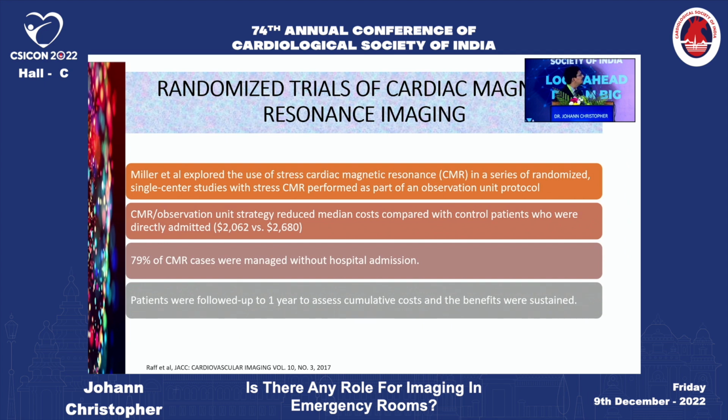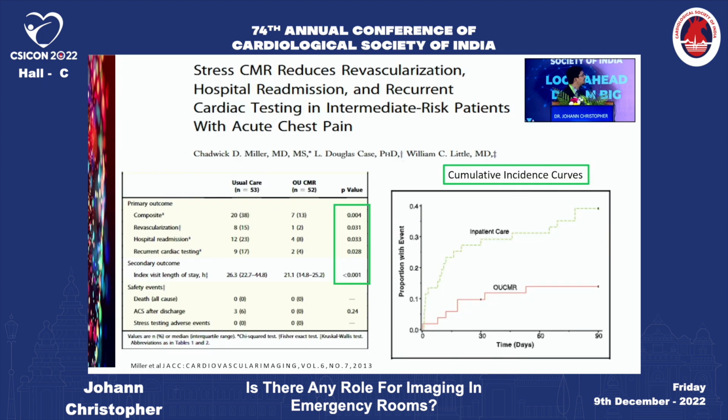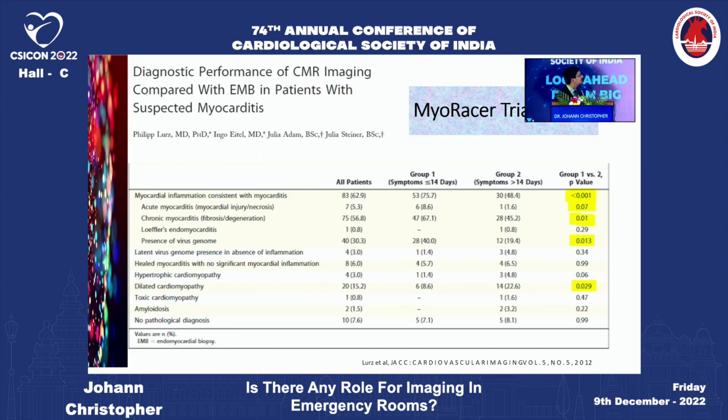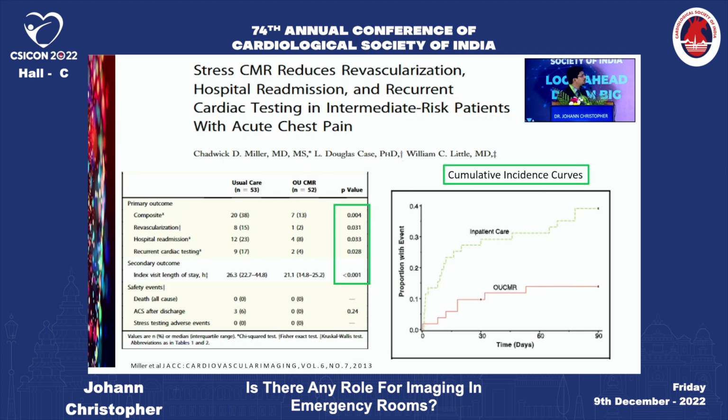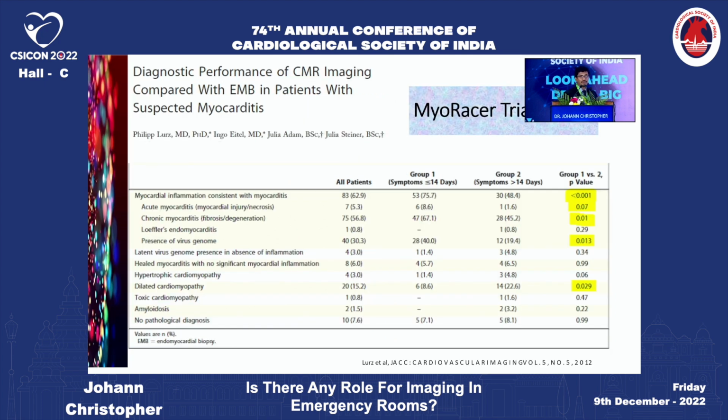Moving on to MR, and this is Miller's group, which looked at a lot of single-center studies and put them together, looking at the primary outcome of revasc, hospital admission and recurrent cardiac testing versus what happens if you have a normal MR perfusion, you send this patient home. And they answered this by saying that MR was not only safe and efficient, but also that when you had a negative MR, the chance of missing out or having an issue is very, very low. So that made it a very good technique.